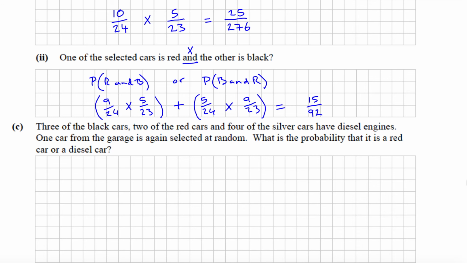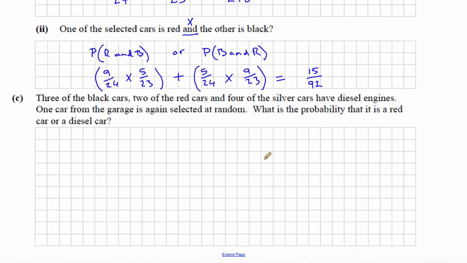Okay, finally then, part C. 3 of the black cars, 2 of the red cars, and 4 of the silver cars have diesel engines. One car from the garage is again selected at random. What is the probability that it is a red car or a diesel car? So again, or, we're linking that word there to the plus sign. So the probability that it's red or diesel.